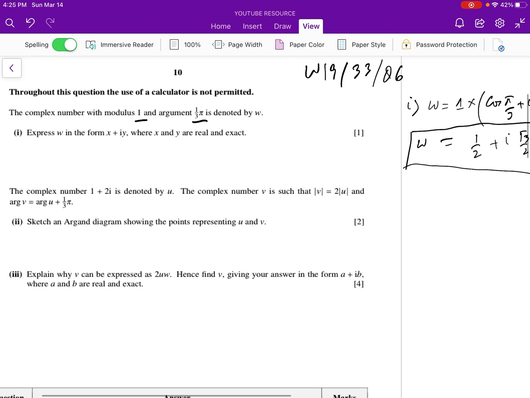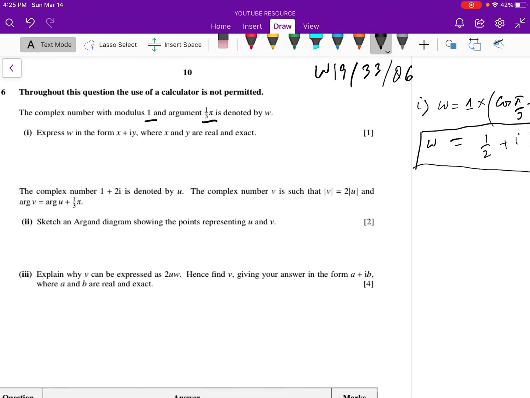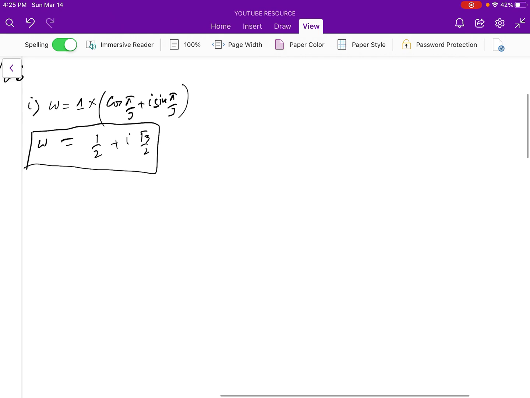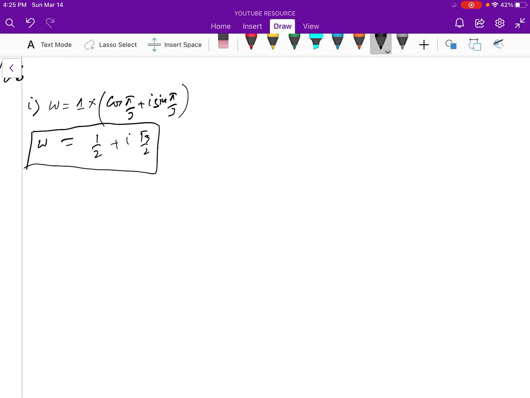Now the second part: the complex number 1 plus 2i is denoted by u. The complex number v is such that the magnitude of v is 2 times the magnitude of u, and the argument of v is equal to the argument of u plus pi by 3. You have to sketch an Argand diagram showing the points representing u and v. For this, we have to keep in mind that the x and y scales are equal.